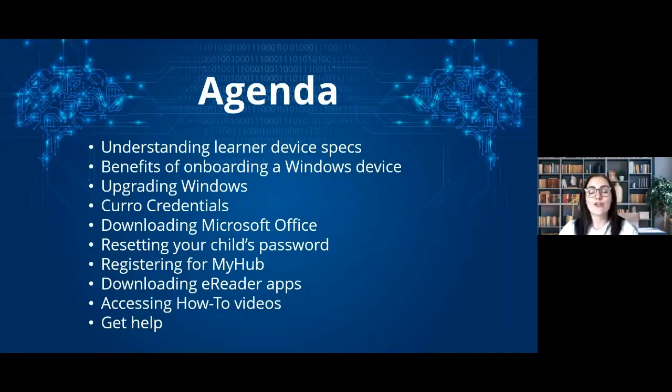We're going to look at Curro credentials, which is basically the username and password that your learner is issued with. I'm also going to show you a little bit about Microsoft Office and the benefits that your learner has with being with Curro and having a Microsoft Office license. I'm also just going to go through the process of how to reset a password if your child forgets their password. Registering for MyHub, what MyHub is and how you can access it. We're also going to look at downloading e-reader applications. So if your school makes use of ITSI or Snappify, I'm going to go through that process with you.